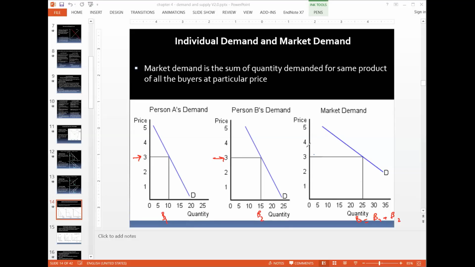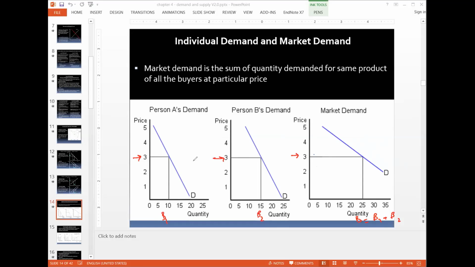So it means that for a particular price, if we add all the quantity demands, it will be called the market demand. So the third one is the example of market demand. This way we calculate market demand. So an individual person's demand is this line, and this is the second person. If you add all the customers in the market, it will become market demand.